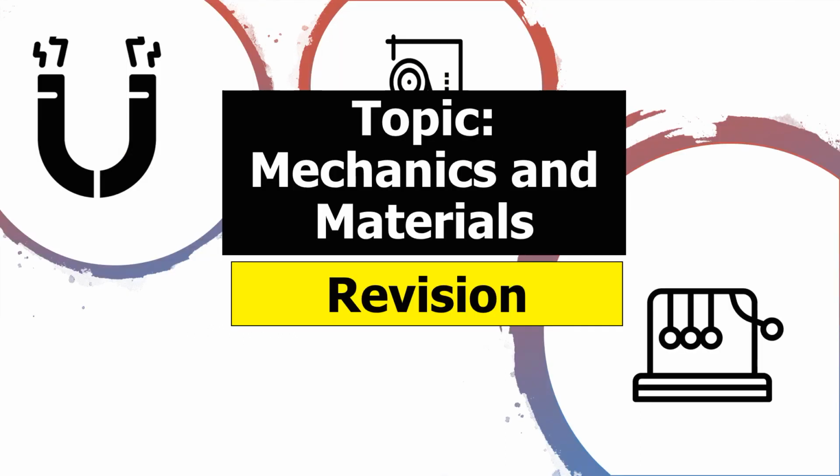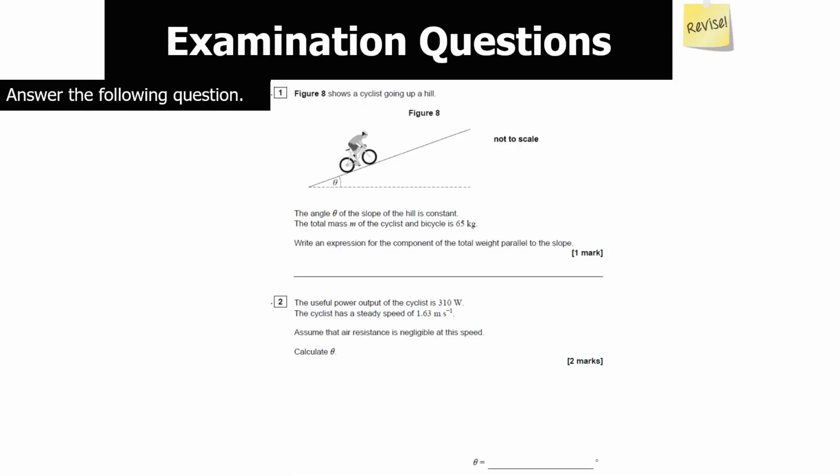Let's now have a look at some questions to do with mechanics and materials. Figure 8 shows a cyclist going up a hill. The angle theta of the slope of the hill is constant. The total mass m of the cyclist and the bicycle is 65 kilograms. Write an expression for the component of the total weight parallel to the slope.